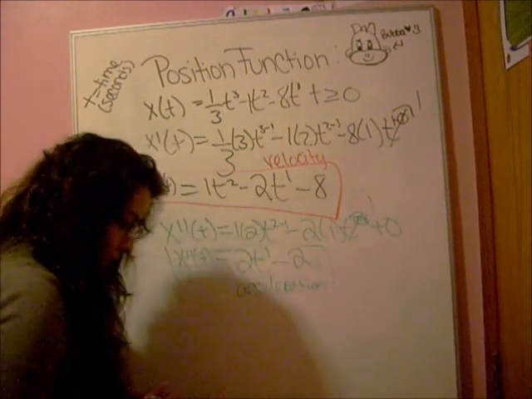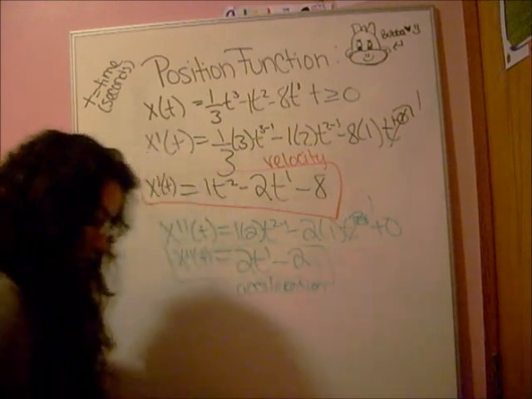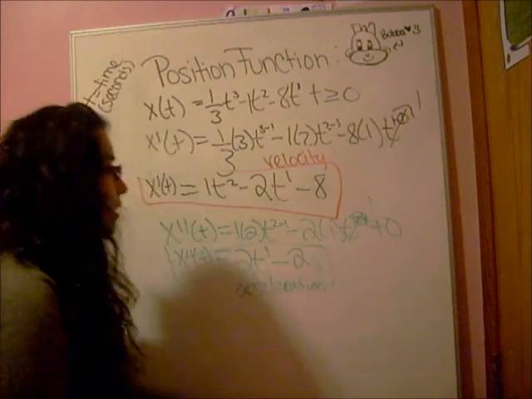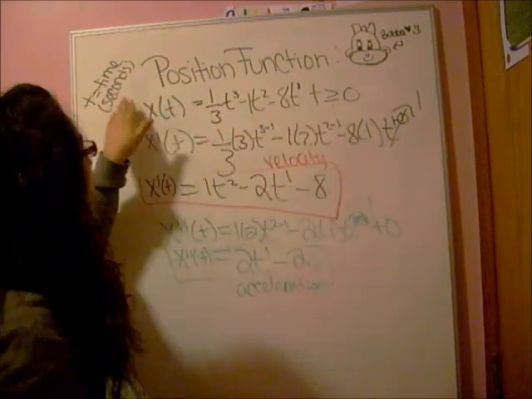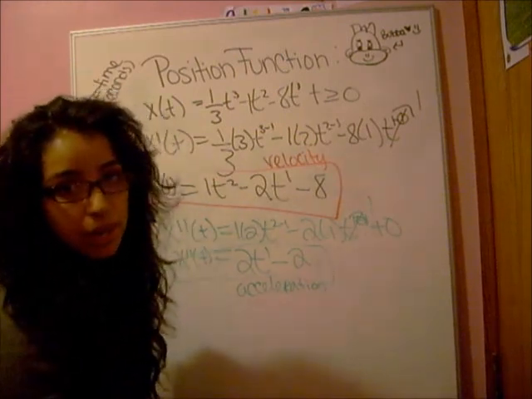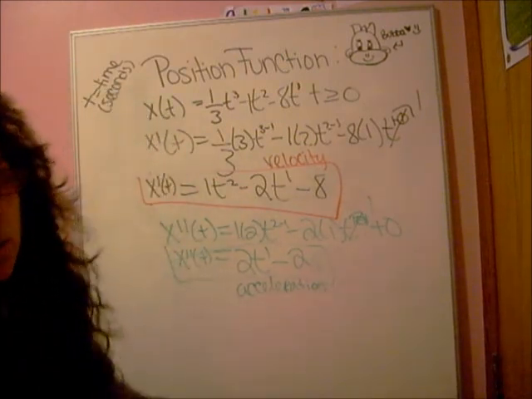So now that we have all three equations, we can figure out the position, velocity and acceleration at certain times, where t has to be greater than or equal to 0, because we're dealing with time and there really is no negative time.